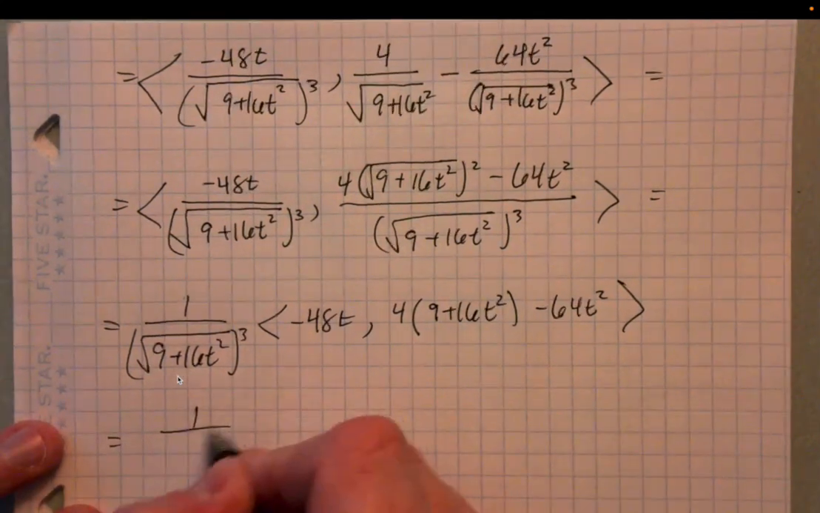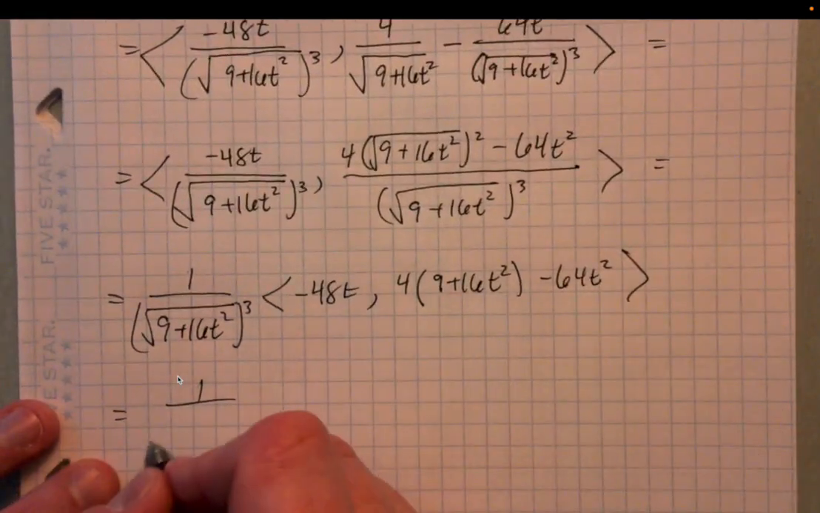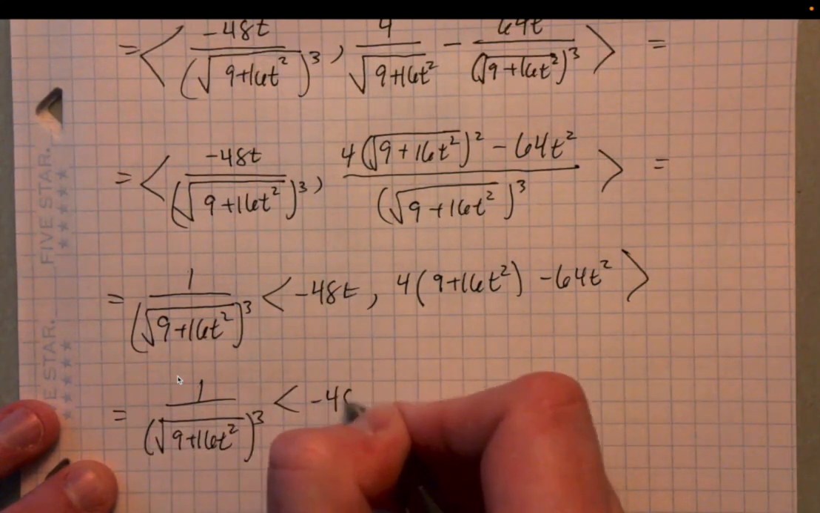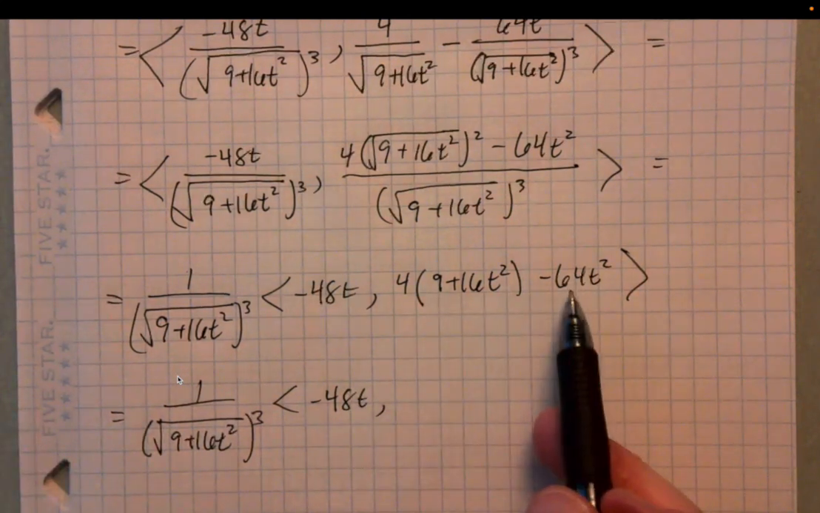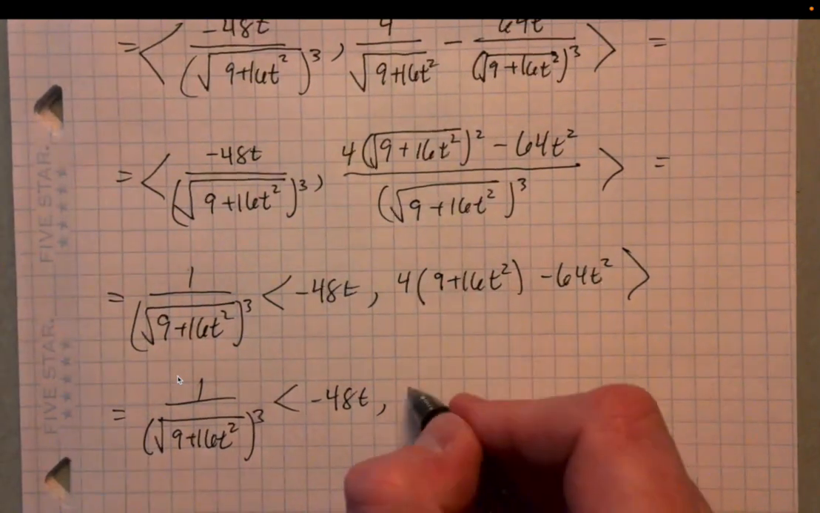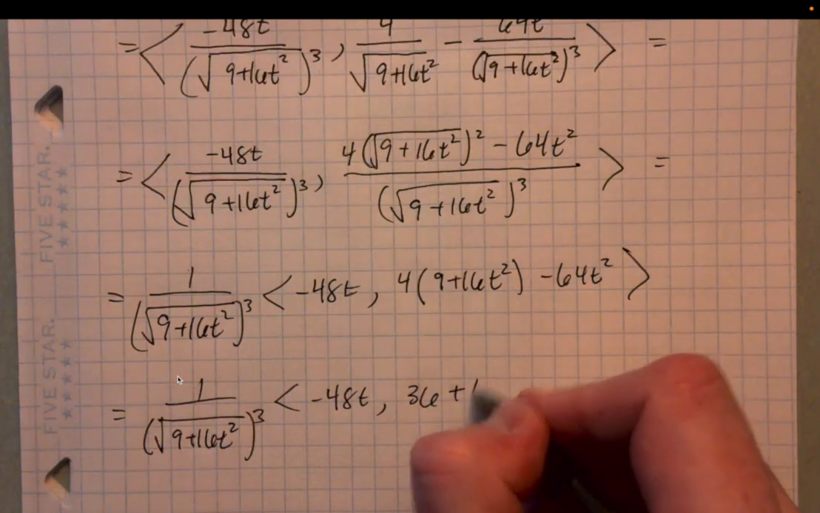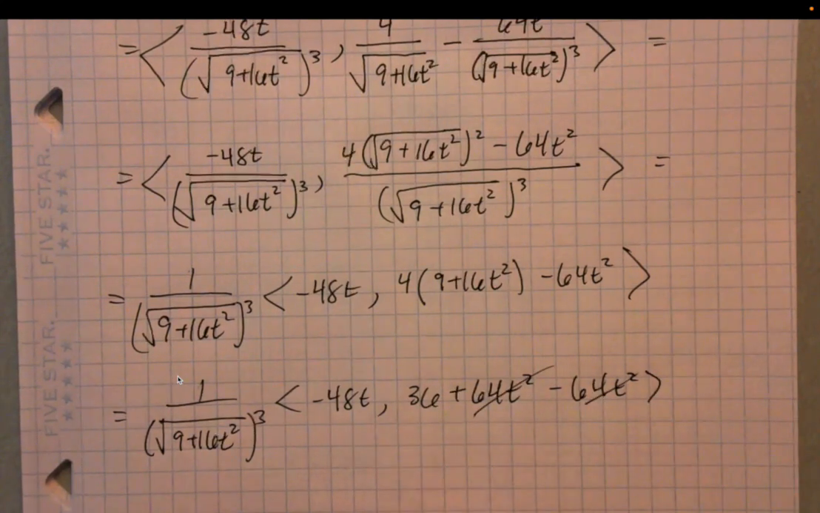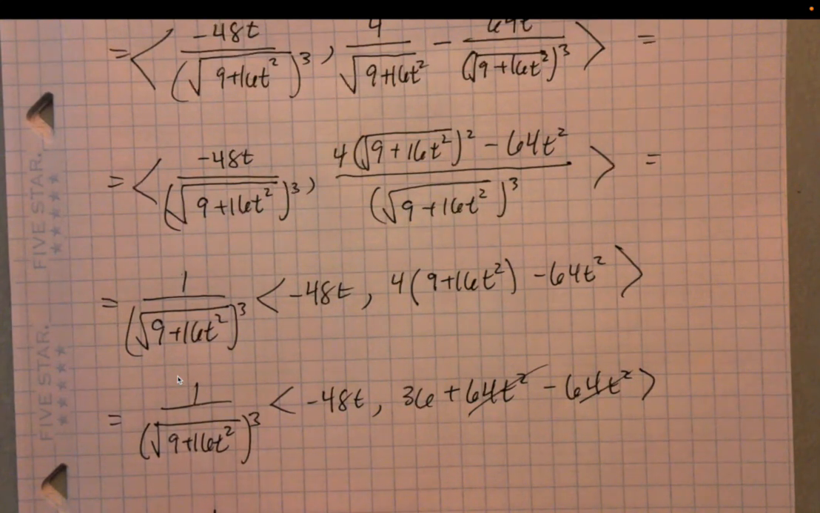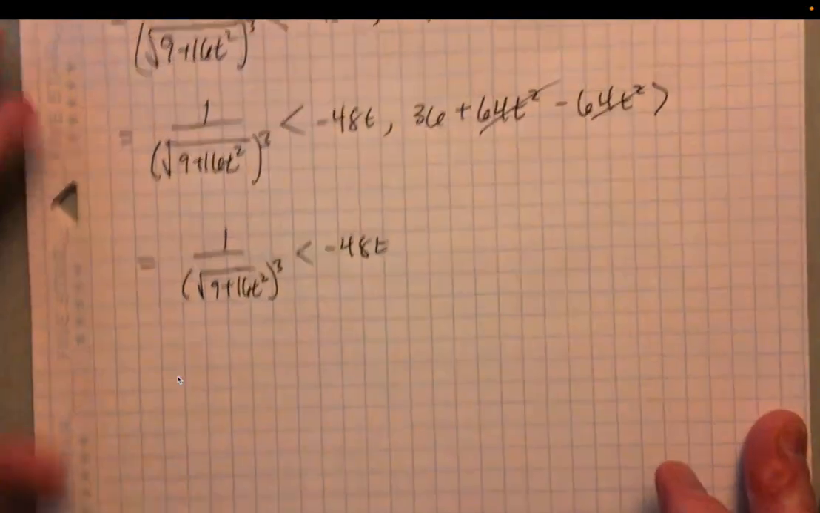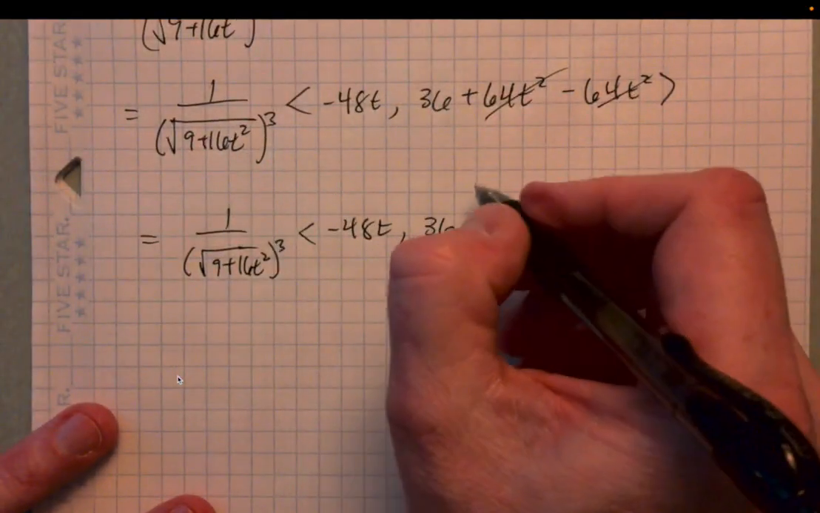And finally, we're getting pretty close here. We'll have to expand this. So it's the square root of 9 plus 16t squared, all cubed, and negative 48t. Now what can we do here? Well, we can expand all of this basically, right? And so what do we get? 9 times 4 is 36, plus 64t squared, and then minus 64t squared. Okay, so those two will drop out, and we're very close now. 1 over square root of 9 plus 16t squared, quantity cubed, and then it's negative 48t, apologies, negative 48t, comma, 36.